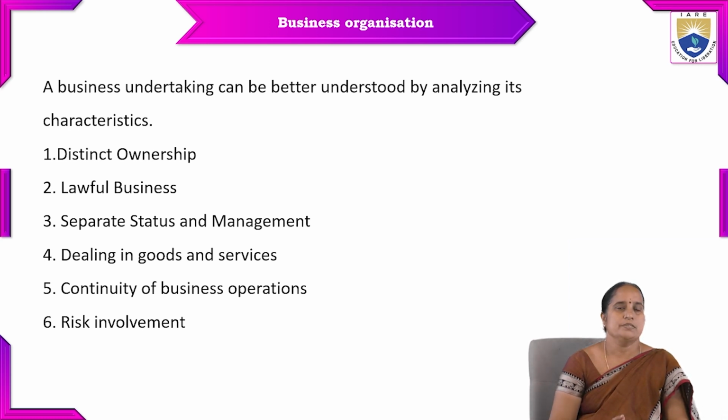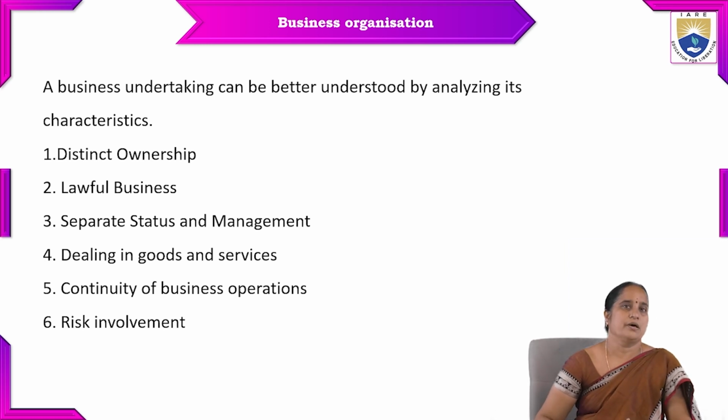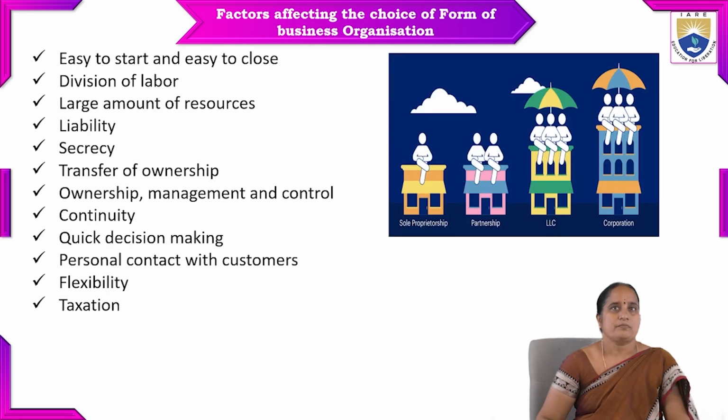Then continuity of business operations. Business is a continuous process. If today we are selling some goods and tomorrow we do not continue the same, it is not known as business operation. So there should be continuity among the business activities. Then risk involvement: in business there is a lot of risk because of uncertainty, and there is no guarantee how much returns you are going to generate in the future.